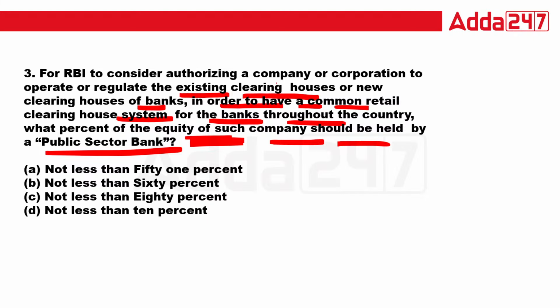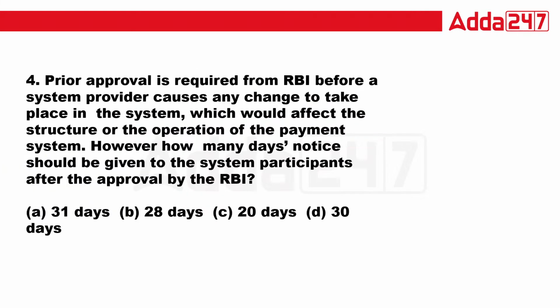So class, for this one, the right answer is not less than 51%. Is that okay? This is the right answer. Now, prior approval is required from RBI before the system provider causes any change to take place in the system which would affect the structure or the operation of the payment system. However, how many days notice should be given to the system participant after approval by RBI? Tell me.